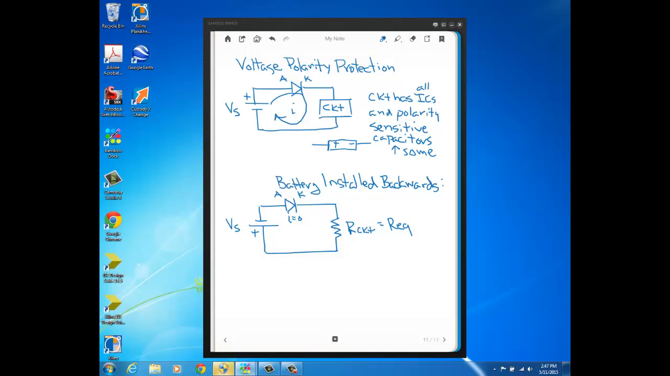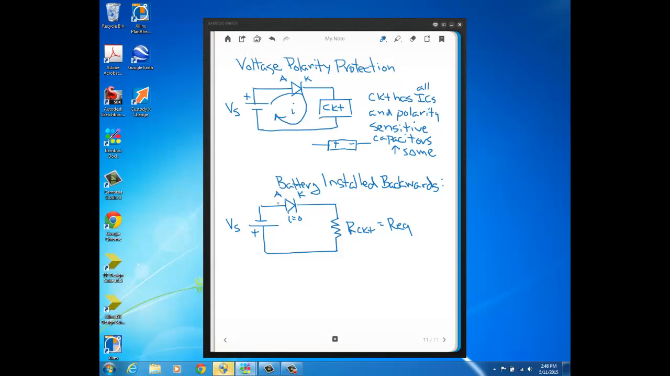And by acting like an open, no current ever passes through this circuit, so therefore this source voltage never gets across the circuit that has the voltage polarity sensitive components, and that's what saves those components from being physically harmed, right? Because see, if the diode wasn't there, if we just had a straight piece of wire here and the customer puts the battery in backwards, well, that incorrect polarity voltage would get across those ICs and those polarity sensitive capacitors, and those components would be physically harmed. The ICs would heat up, the capacitors would explode, and your circuit wouldn't work.